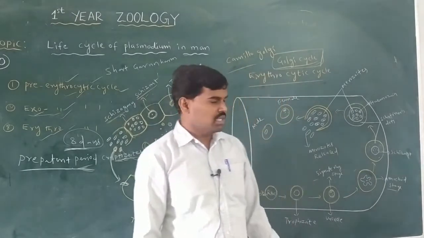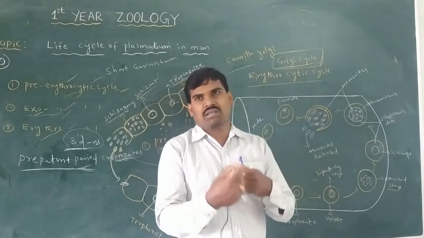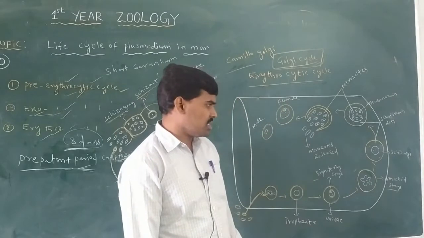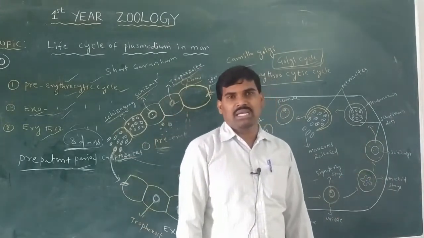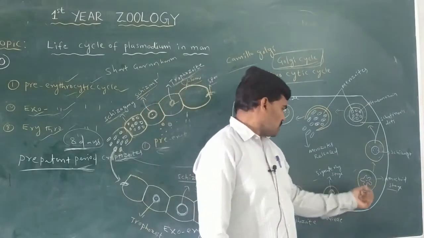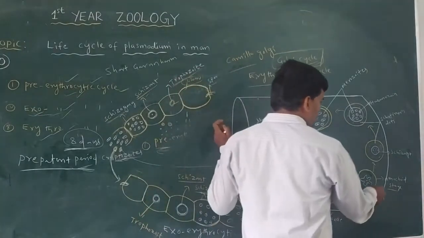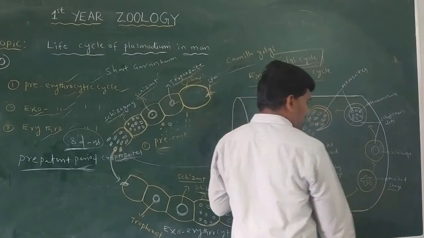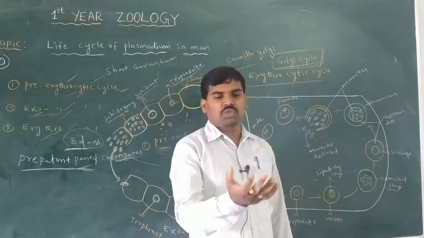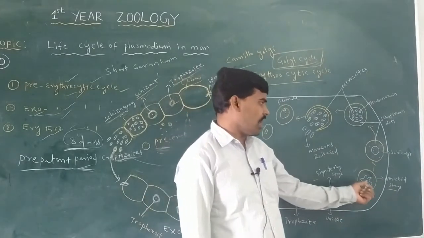The pseudopodia help it feed on the host cells, RBCs, tissues, blood, and debris, feeding on the host body. This is the cryptozoite stage of Plasmodium vivax. The amoeba stage is the feeding stage. With the help of the pseudopodium, it feeds on debris, blood, and other cells.